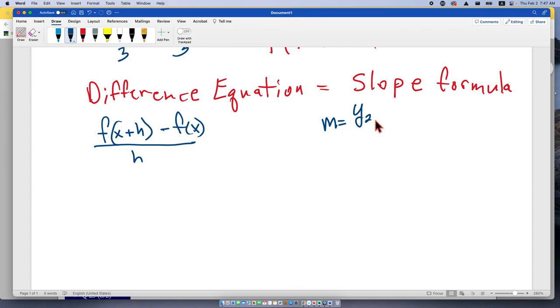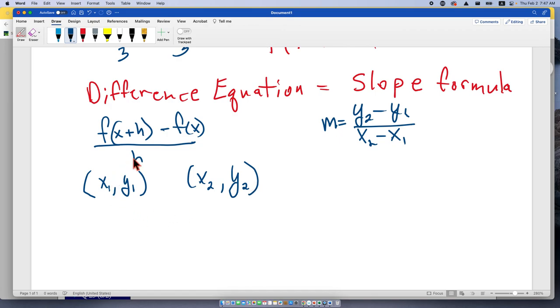y2 minus y1 over x2 minus x1. Okay, and I'm going to show you that difference formula, that's really all it is, but with a different language being written in, which is function notation. So what they've done is over here, the 2 points are going to be, let's do it this way, x1, y1, x2, y2.